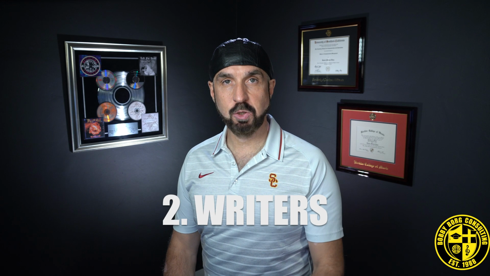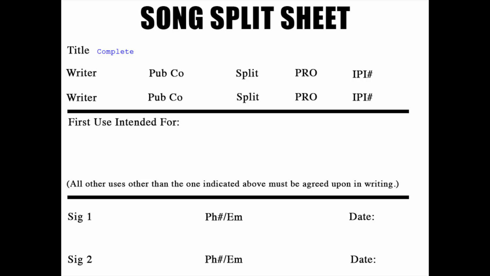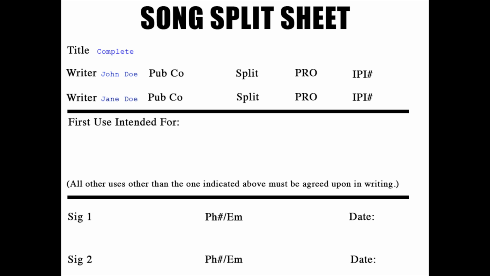The second step includes adding the writers to the song. So if you have two writers, John Doe and Jane Doe, just go ahead and type that in. In step 3, you just want to include the writer's publishing company's names. So if one writer is Mistra and the other is Smile Music, just go ahead and type that in.